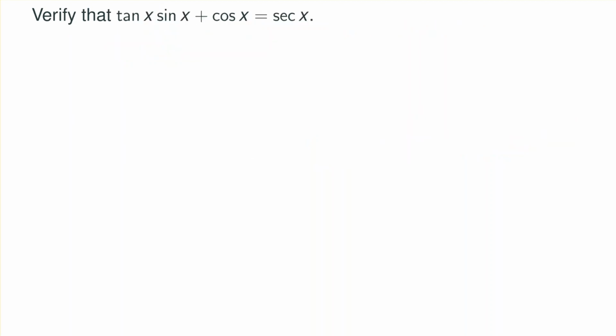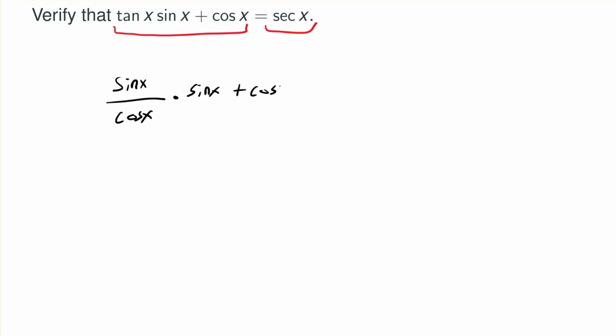Verify that this expression equals this. So tangent x times sine x plus cosine x equals secant x. So when we're verifying, we're not solving for an unknown variable. We're just verifying the left expression equals right expression. So let's rewrite this. We know tangent is same as sine x over cosine x times sine x plus cosine x. Again, we usually start with the more complicated side and try to simplify the more complicated to the simpler side.